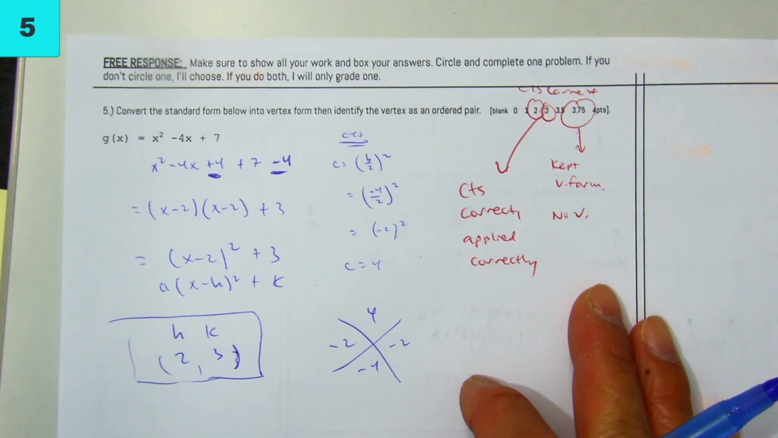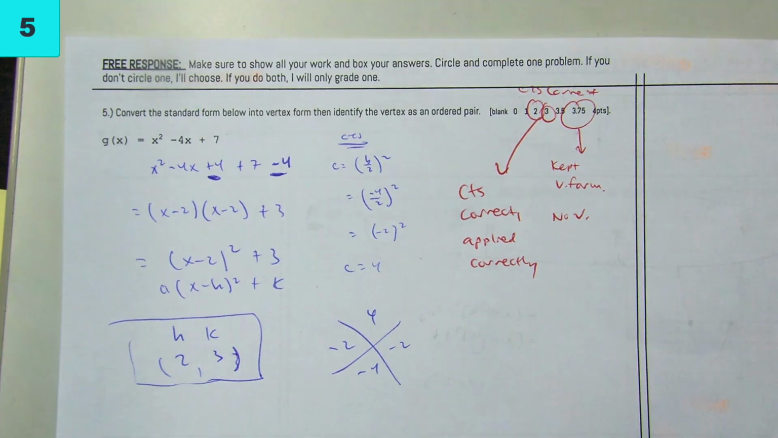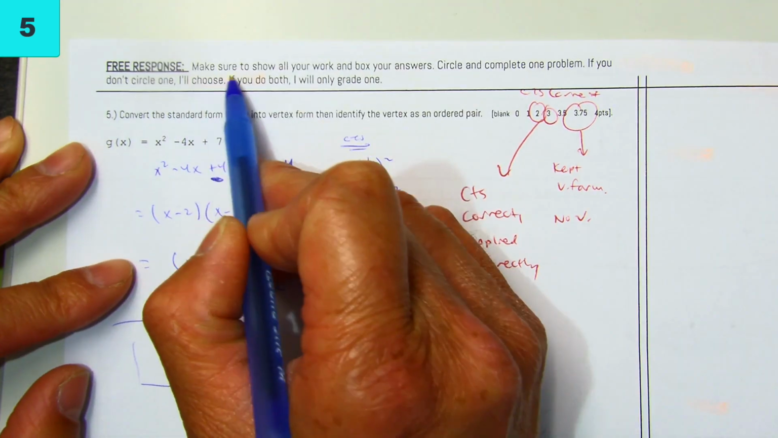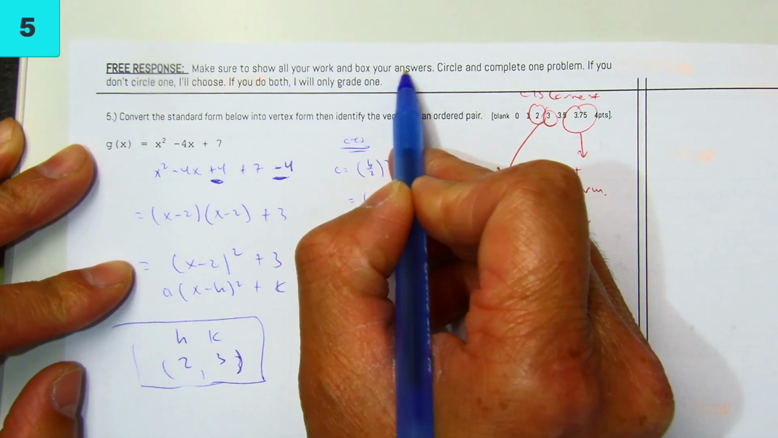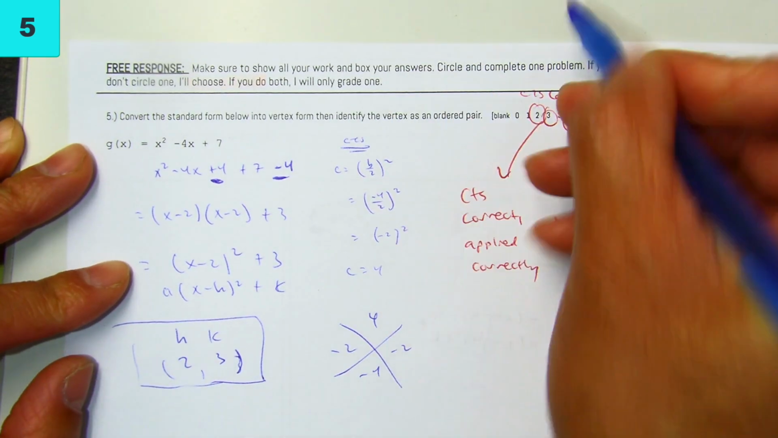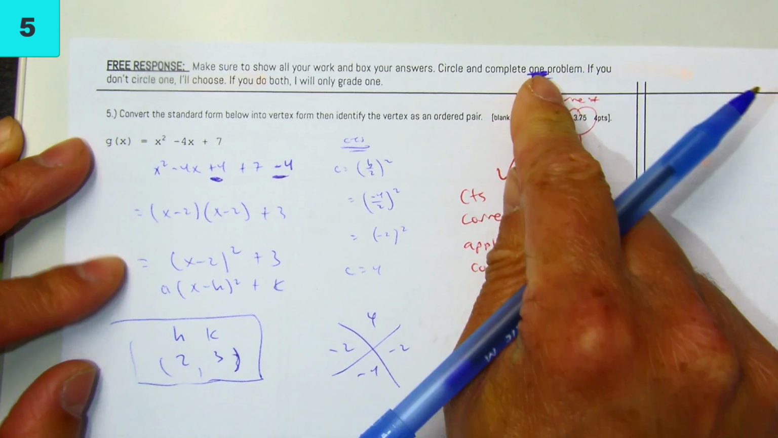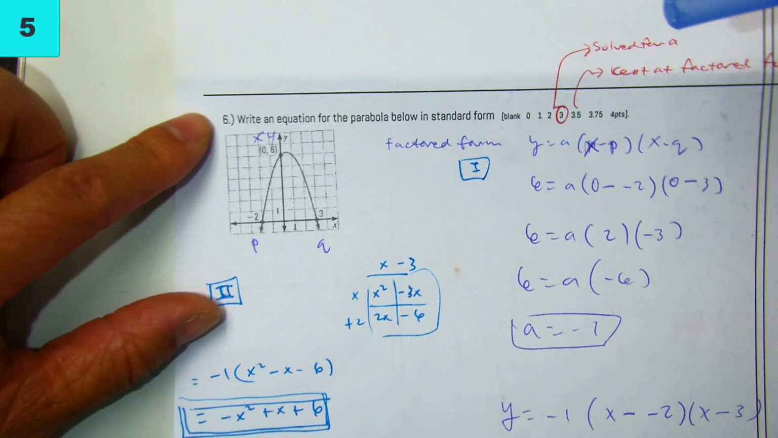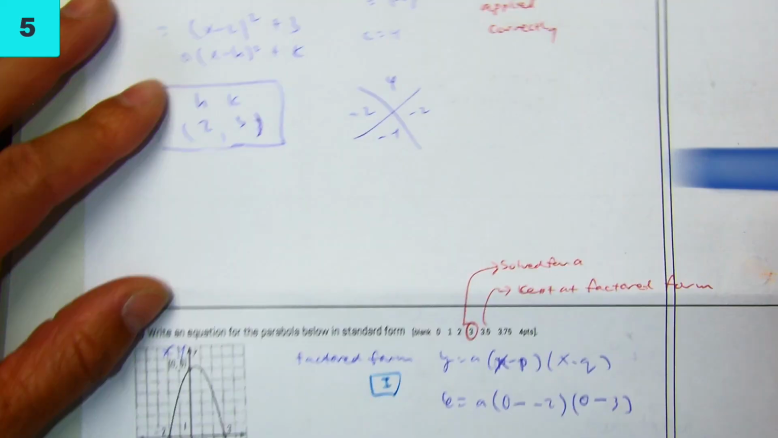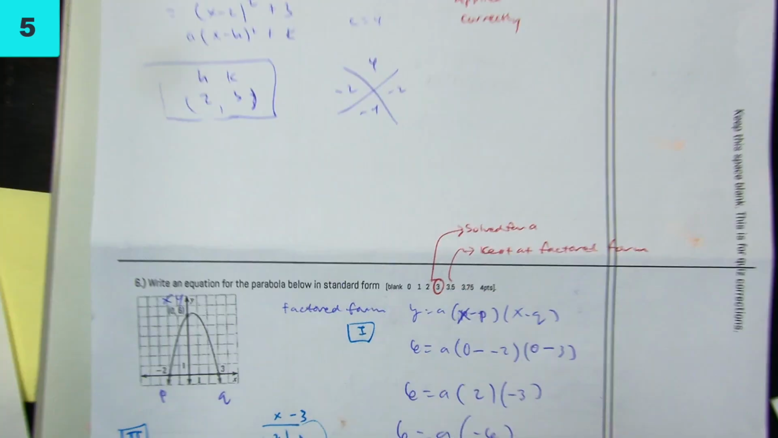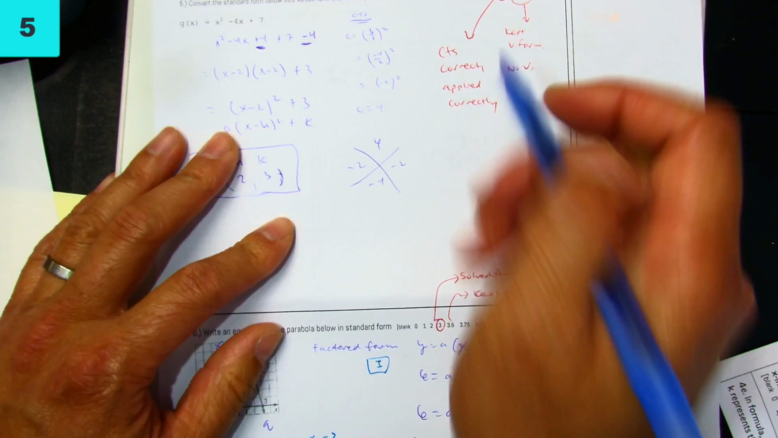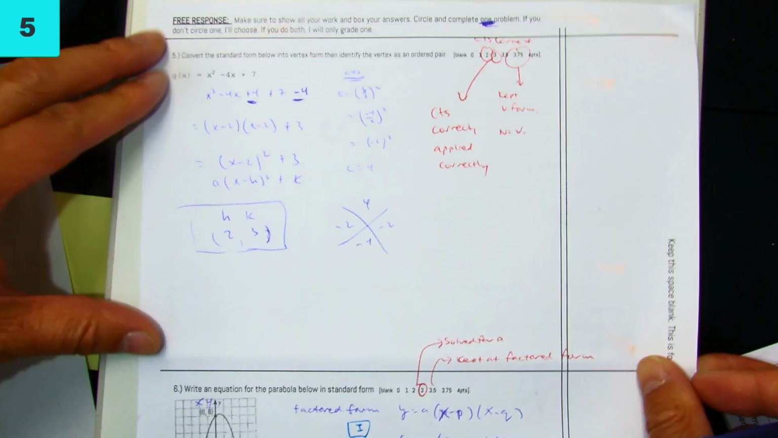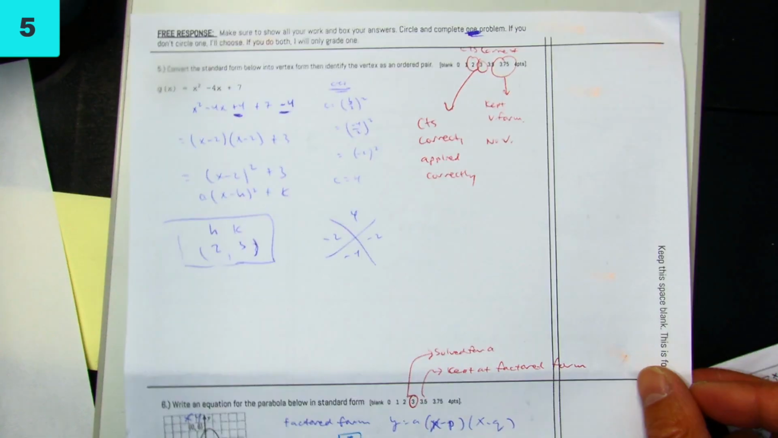Okay, I read it to the class. A lot of students didn't do this directions even though I walked you through it. Make sure to show all your work and box your answers. Circle and complete one problem, okay? So I should have seen this circled up here, or number 6, okay? If this was a student's paper, and they did both problems, then by default, if you don't circle one, I'll choose one. Most of the time I graded just the top one, just because it was more convenient.